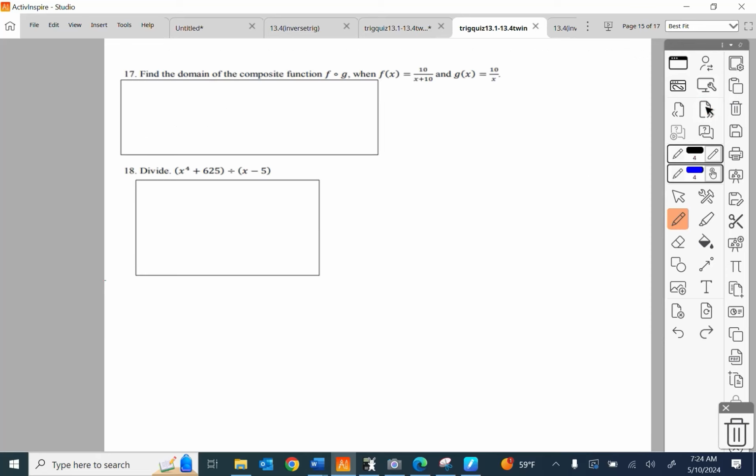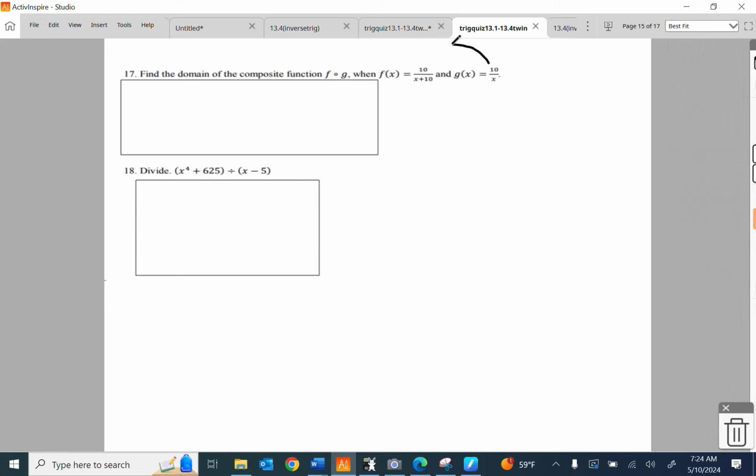Find the domain of the composite function f composed of g of x when f of x is 10 over x plus 10 and g of x is 10 over x. All right, so this is going to go right there. Now, if I just write out what I have, I can tell you real quick right here that x cannot be 0, because if x was 0, we'd be attempting to divide by 0.